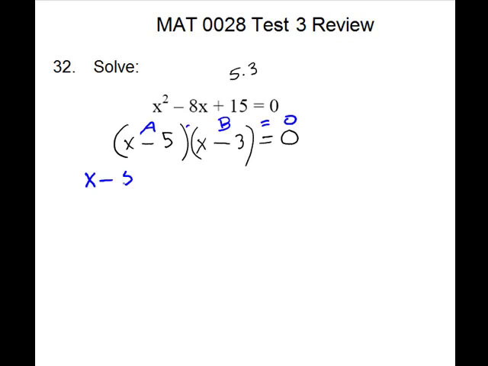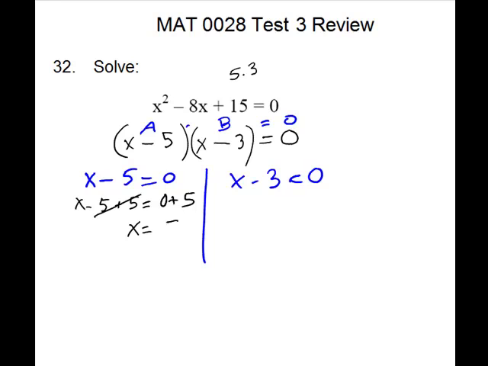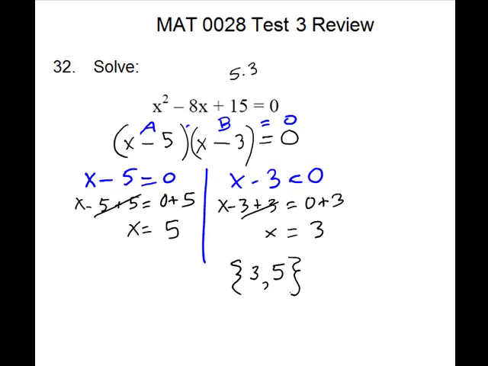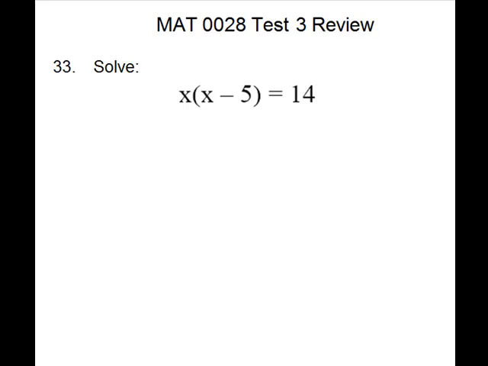Either x minus 5 equals 0, or x minus 3 equals 0. And on the first one, you're going to add your 5. So x equals 5. On the second one, add your 3. So x equals 3. So two answers. We'll put them in the solution set symbols. And we'll put the 3 first just because it comes first on the number line. And there you go.